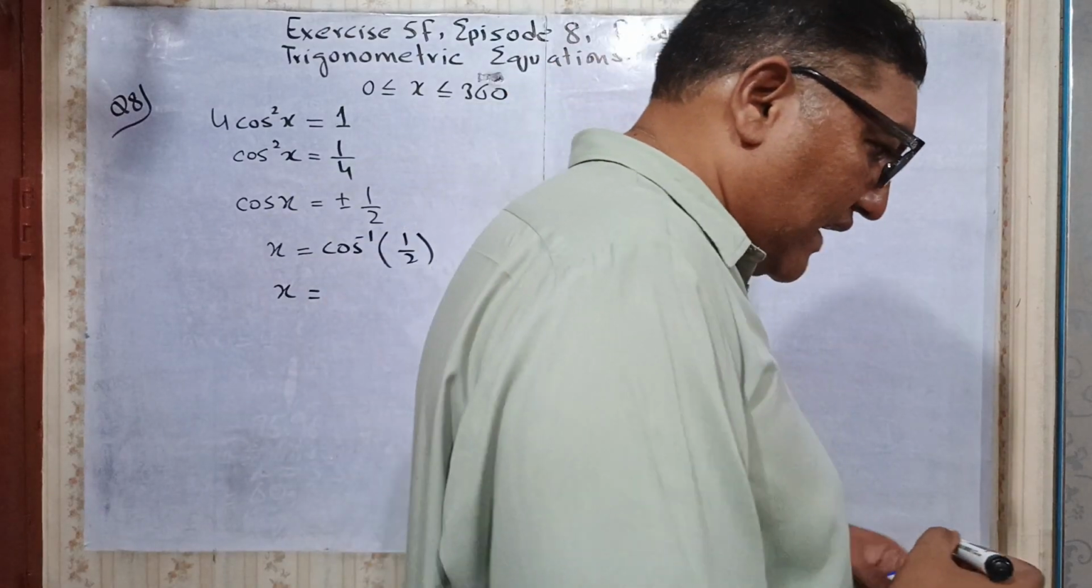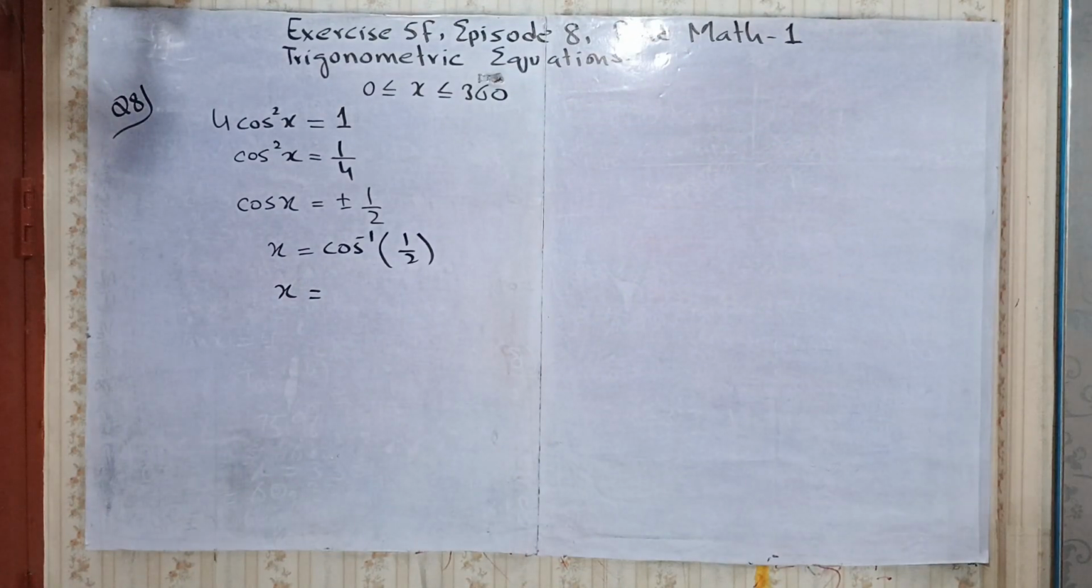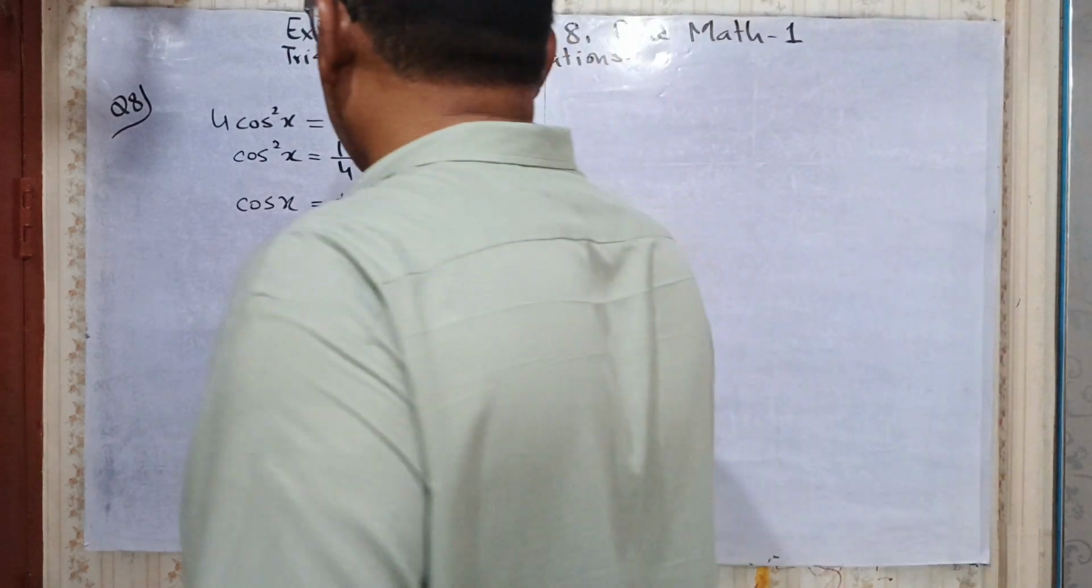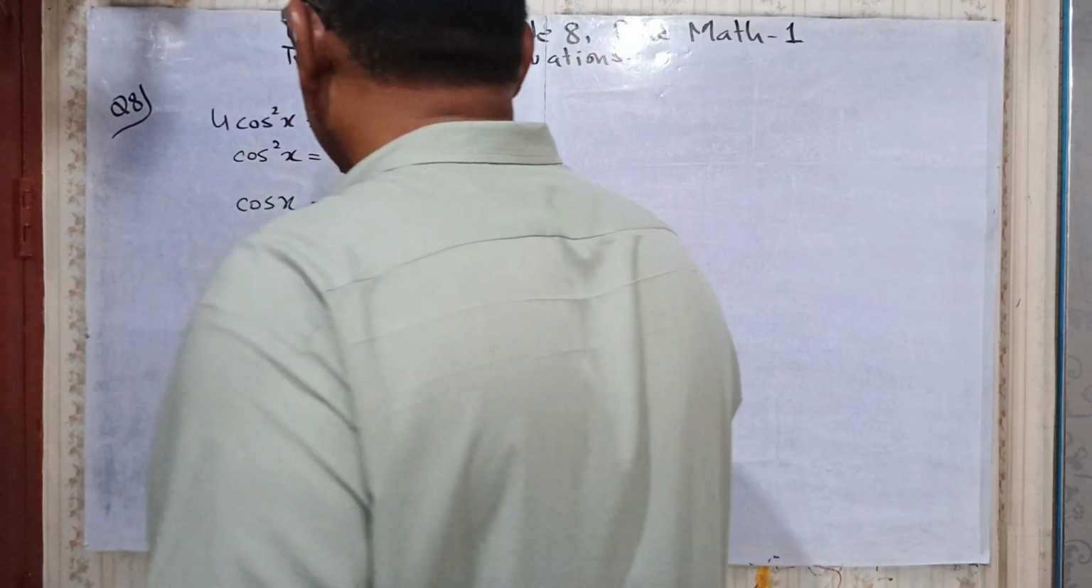We will use our calculator to find the value of cos inverse of 1 by 2. The calculator must be set in degrees. So shift cos, bracket open 1 divided by 2 bracket close, equals, that is 60 degrees. Because the cos is positive as well as negative, my base angle is 60 degrees.